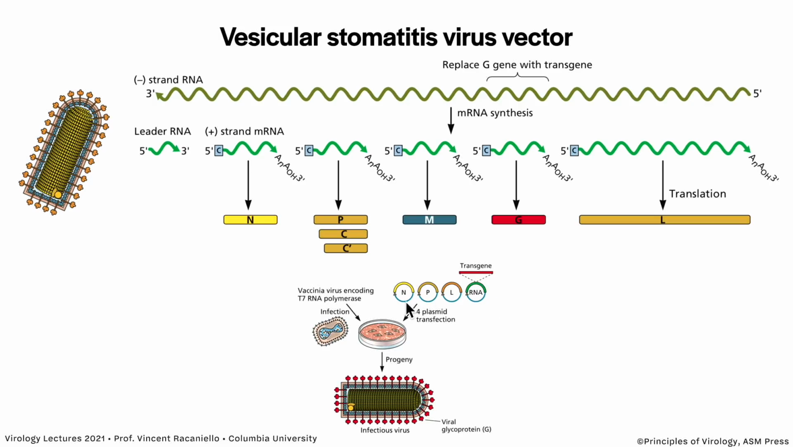You have 4 plasmids. You have a plasmid for the N, P, and L proteins. And then you have the whole rest of the genome on a plasmid with your transgene, where you've substituted it for the G. And the substitution of the G, by the way, attenuates the virus so it doesn't cause any disease in people. You transfect those 4 plasmids into cells, and each of these plasmids is driven by a bacteriophage T7 promoter. So then you infect the cells with Vaccinia virus encoding T7 RNA polymerase. Each of these is transcribed in the cell to make mRNAs, and out come recombinant VSV. So this is T7 polymerase-driven transcription, which is the same technology that's used to make the mRNA vaccines.